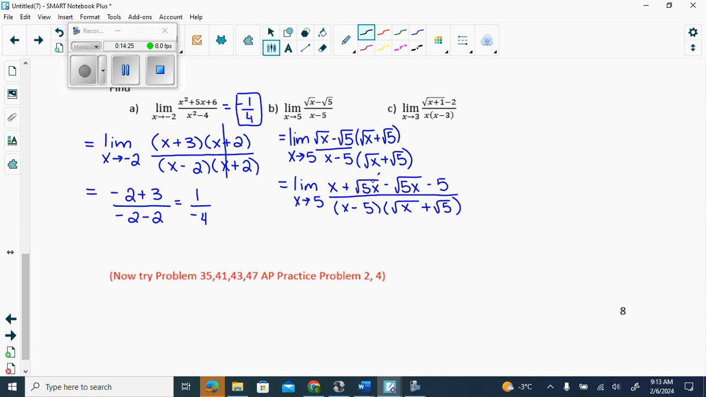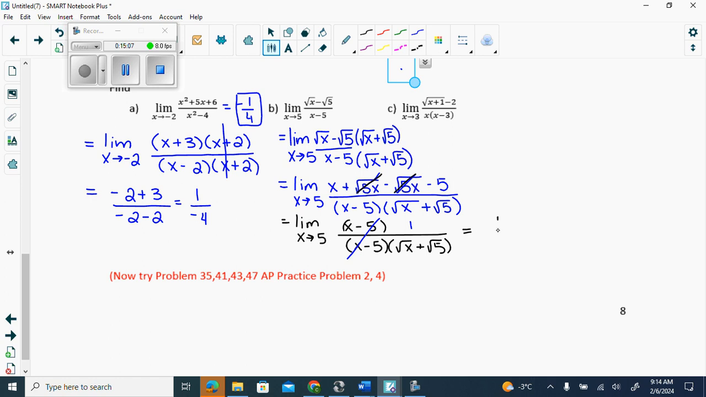So the top here, maybe we should have a different color. So on the top, I have the limit as x approaches 5 of x minus 5 over x minus 5 times root x plus root 5. They cancel off. What's left in the numerator? A 1. And now can I substitute in? Yes. So when I substitute, what do I not write? The limit part.